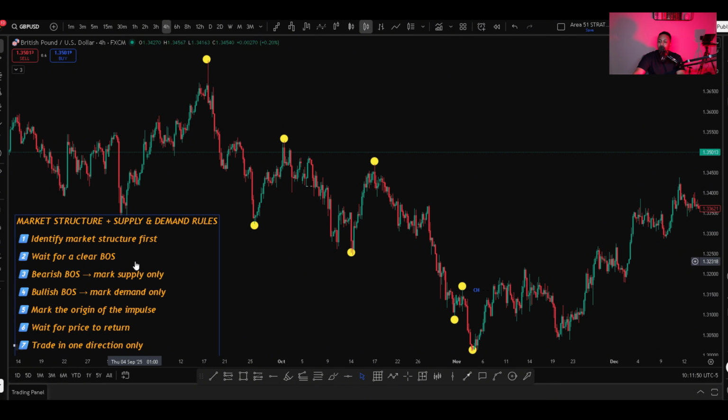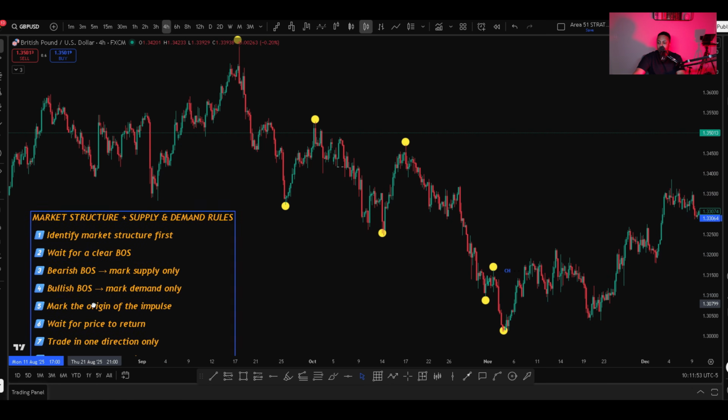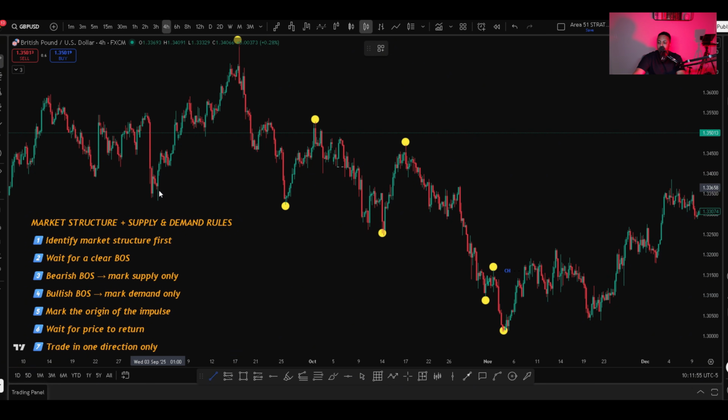Second, we wait for a break of structure. We wait for what? A break of structure. Go ahead and mark your break of structure.